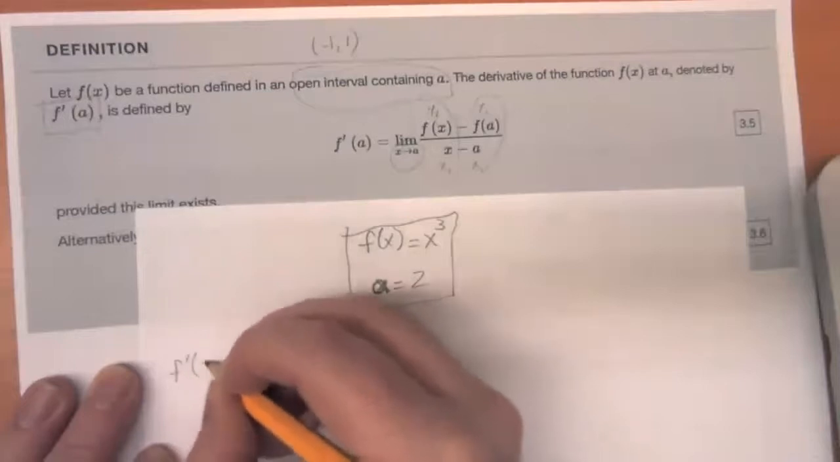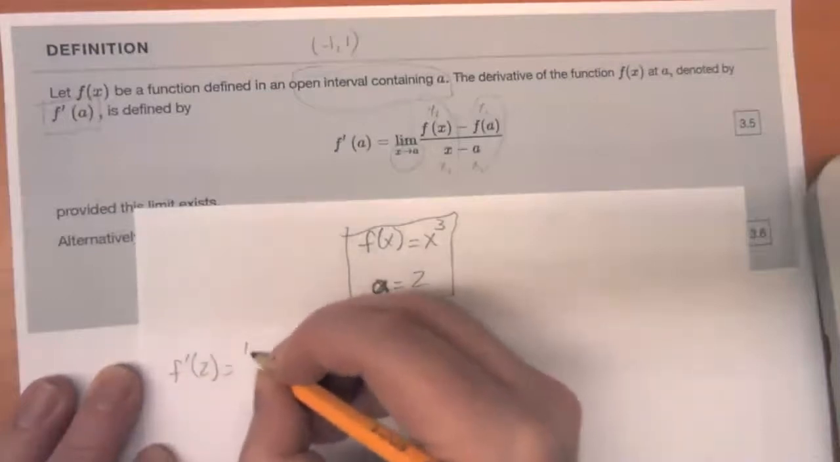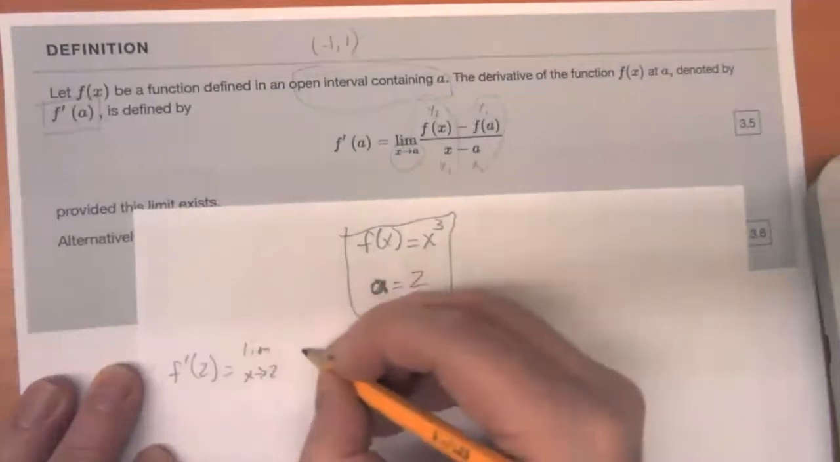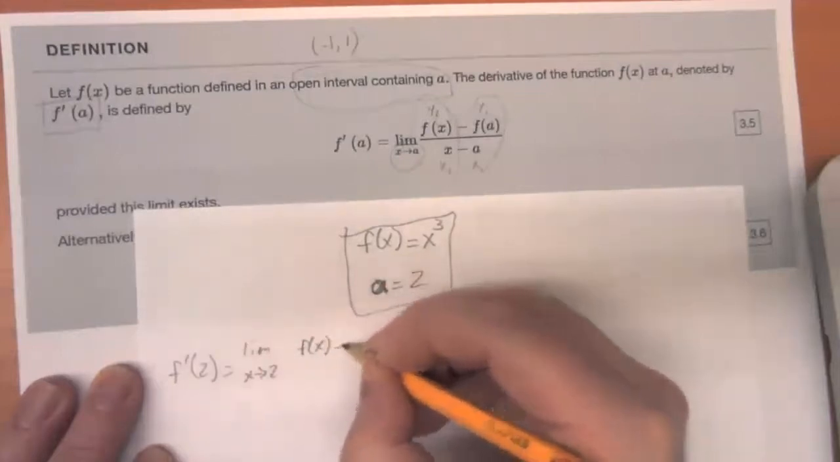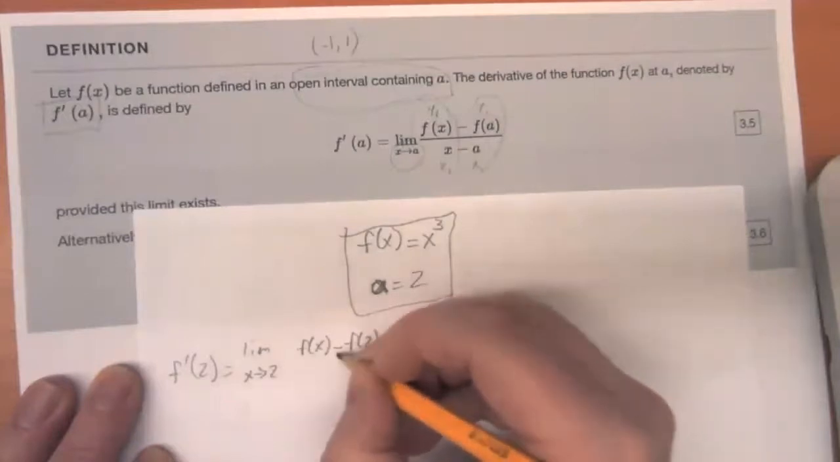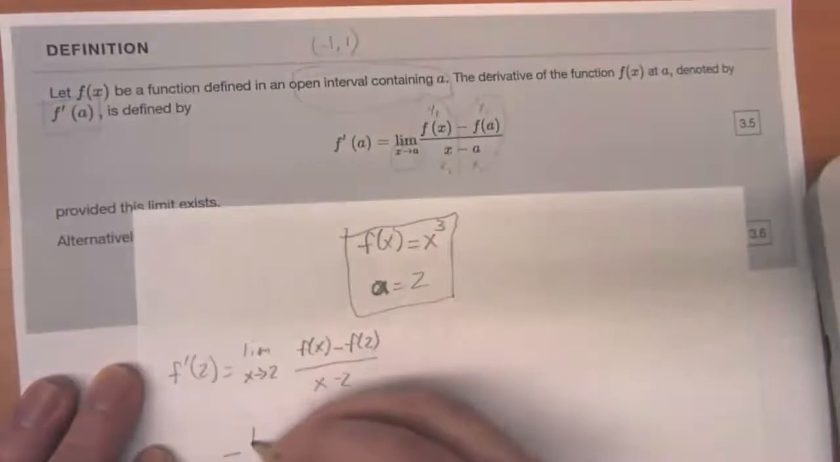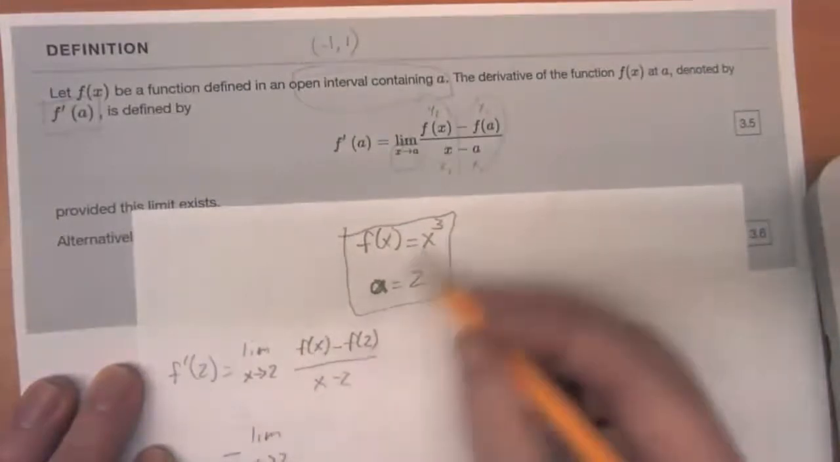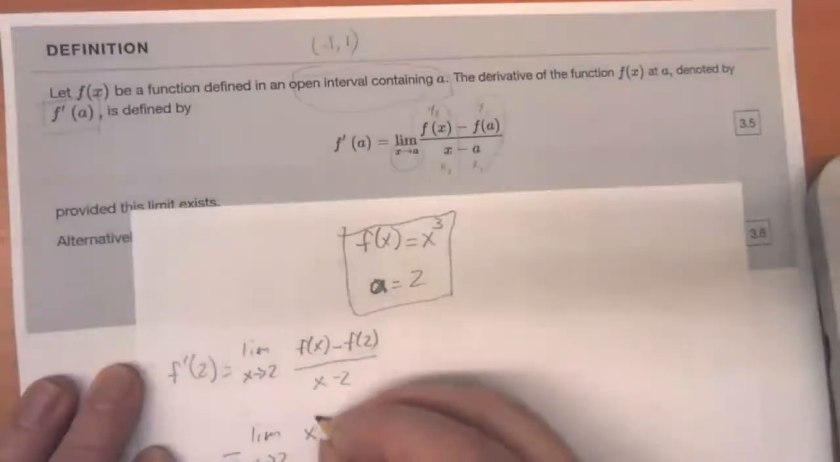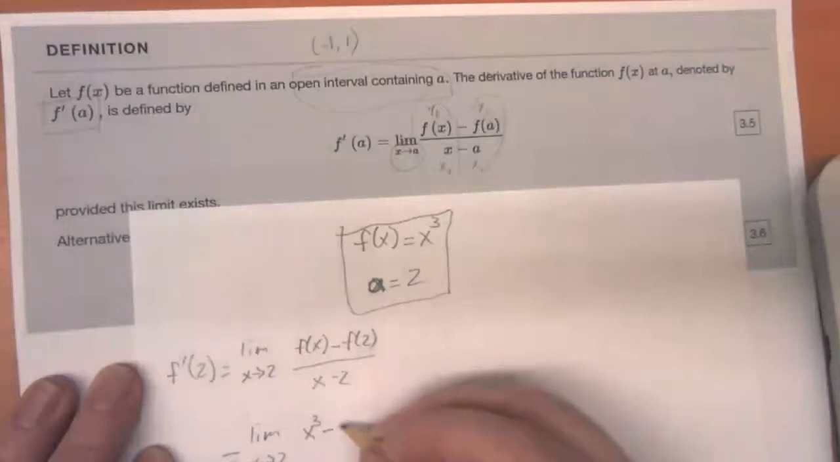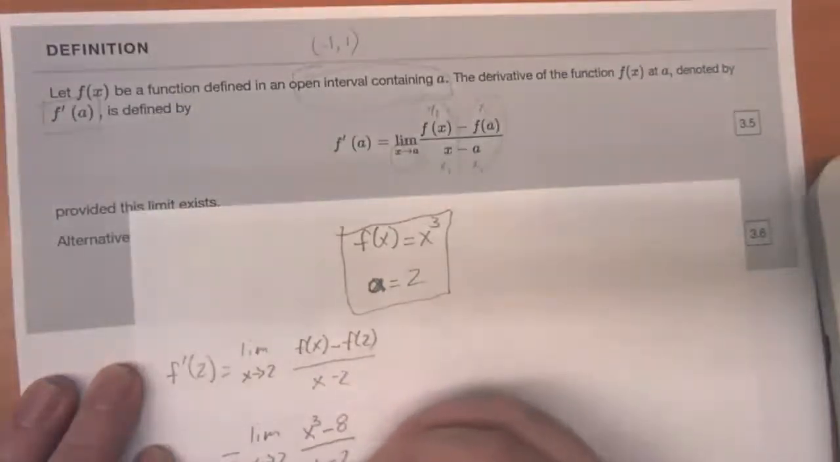So f prime of 2 is equal to the limit as x approaches 2 of f of x minus f of 2 over x minus 2. So this is the limit as x approaches 2 of f of x, which is x cubed. F of 2 is 2 cubed, which is 8. So this is x cubed minus 8 over x minus 2.